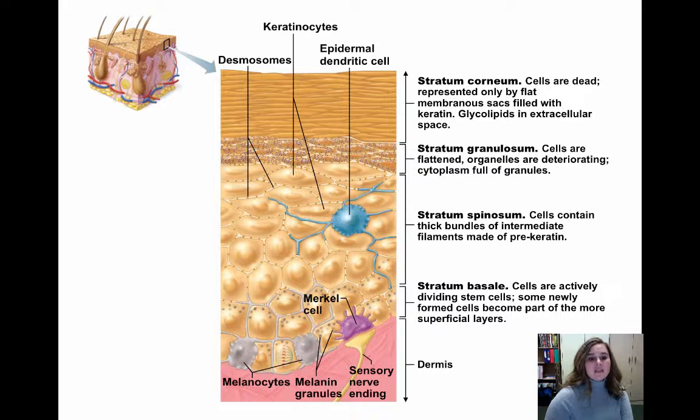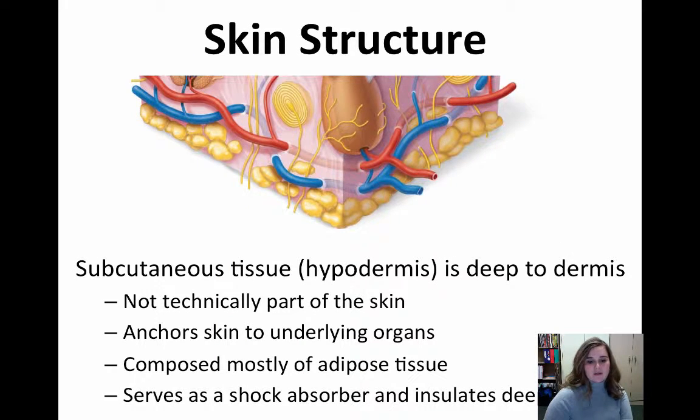And finally, the subcutaneous tissue. So like I said, the hypodermis, it's this bottom part here, and it's a lot of adipose tissue, and it's what anchors the skin to the other organs. Okay? It serves as the shock absorber and insulates the deeper tissues. Okay, so that's pretty much what the skin looks like in terms of structure and function. We'll look into it a little bit more in depth as we go on.